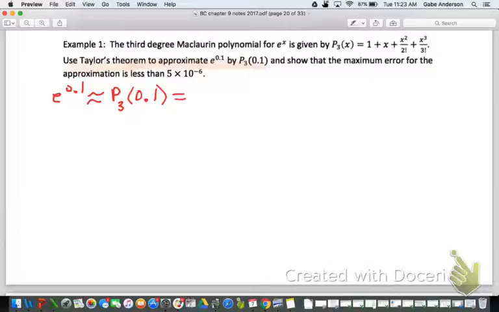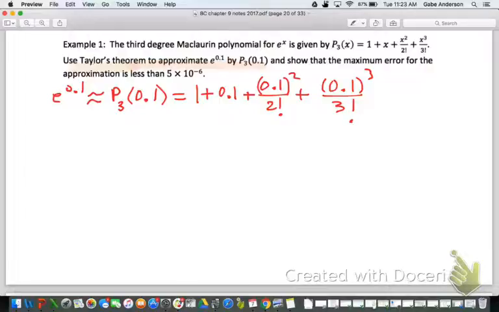that equals, I'm simply going to plug in a 0.1 for every time I see an x. So this is going to be the polynomial approximation for e to the 0.1. So it would look like this. 1 plus 0.1 plus 0.1 squared over 2 factorial plus 0.1 cubed over 3 factorial.